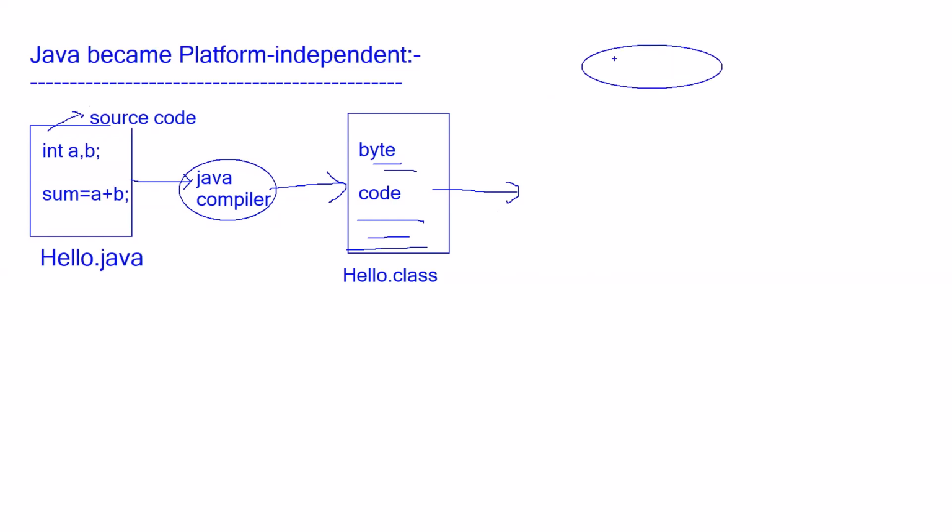Suppose here is a Windows machine, and here is a processor. Let us assume this is a computer processor. But this computer processor cannot understand this byte code. Why? Because it is not an exe code or a machine code. That's why it cannot be given to this processor.